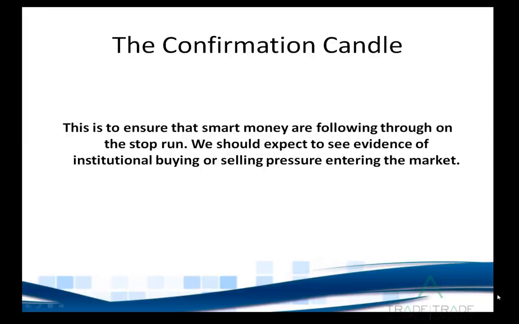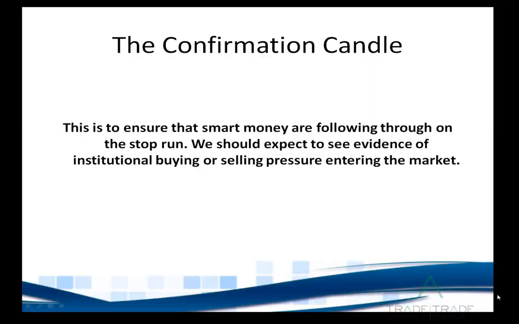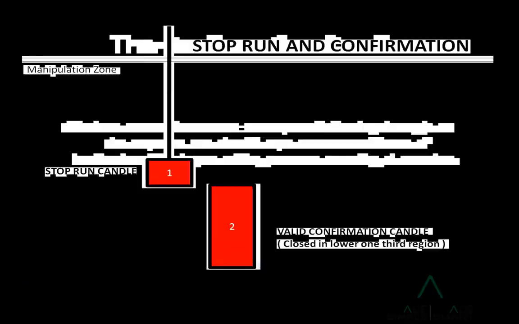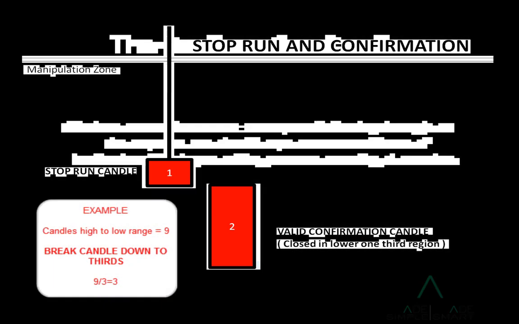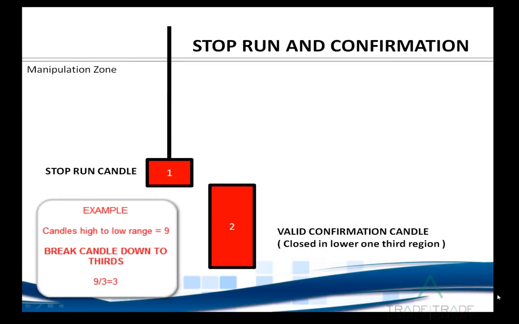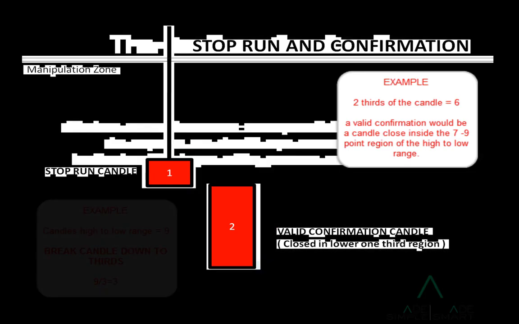In this example, we have the stop run candle, again represented by the number 1, and we have a valid confirmation candle. We have a bar which closes lower than the body of the stop run candle, and also it has closed in its lower 1/3 region. A simple way to confirm whether a candle has closed within its 1/3 region is to measure the high to low or low to high range of the candle and then chop it into thirds, and you want to check that the candle does close in the lower 1/3 region.